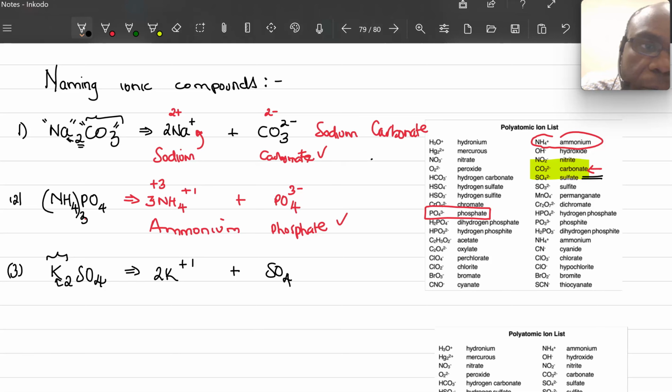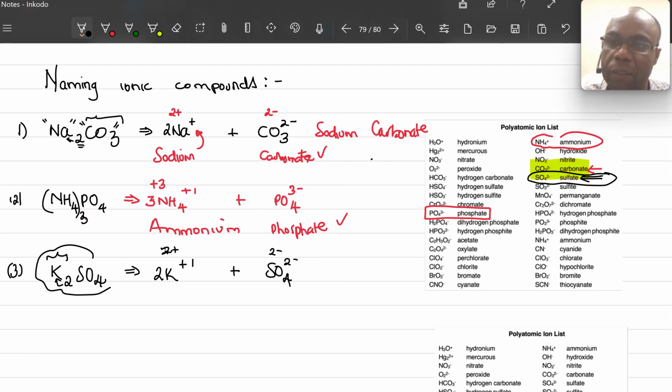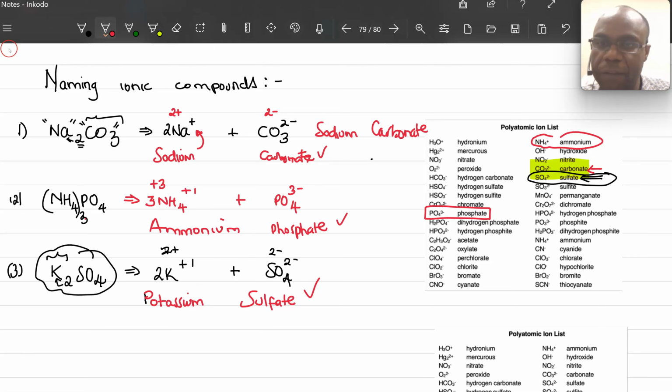Sulfate is right here. I'm circling in black. It has a charge of 2-. And again, you can confirm that is correct, because 2 times 1 is 2+. Sulfate brings 2-. Again, this compound is overall neutral. Potassium is just potassium. We don't call it potassium 1 because only +1 will be the charge of potassium. And then the second part is sulfate. So the name of this compound is potassium sulfate.